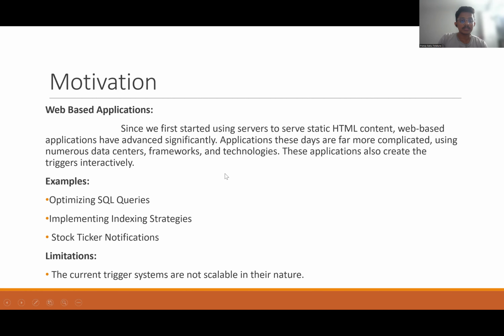In this, web-based applications are used in this article. And these web-based applications majorly create the triggers interactively. Some examples of these web applications are that they optimize SQL queries, and they also use indexing strategies for implementation. And many web-based applications use stock ticker notifications. The limitation of these web-based applications is that the current trigger systems used in the article are not scalable by their nature.